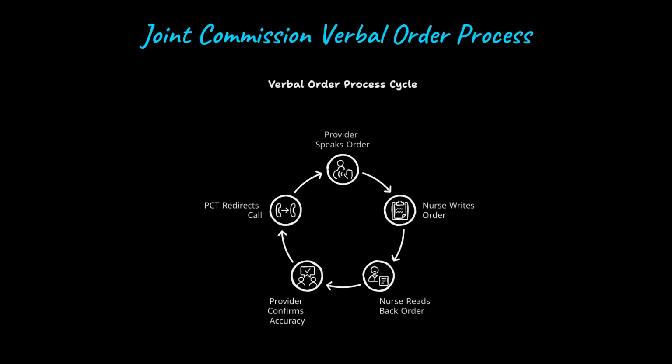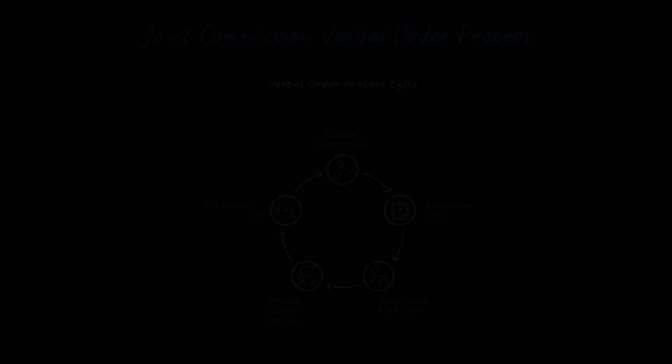The Joint Commission requires that verbal orders flow directly from provider to licensed nurse, written in real time, then read back for confirmation before the call ends. The PCT's correct action is to redirect the provider to the nurse immediately, never writing the order down to relay it later.